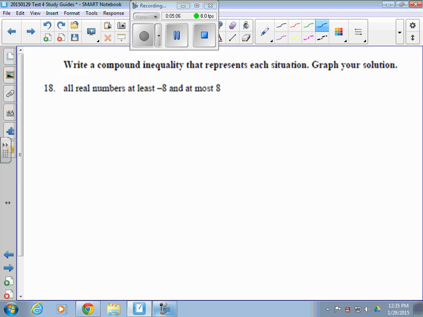Number 18 says, write an inequality representing the situation. All real numbers at least -8 and at most 8. Here's your key right here: and. This is going back to 2 weeks ago. At least -8, so we'll take care of that part first. X is at least -8. That means X is going to be bigger than -8 or equal to -8. So that's one of the inequalities.